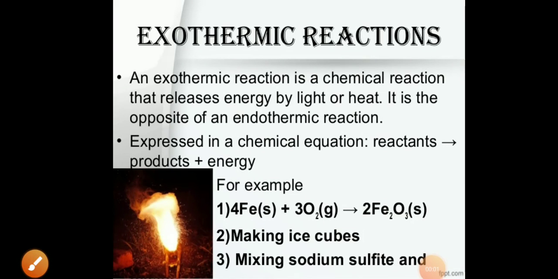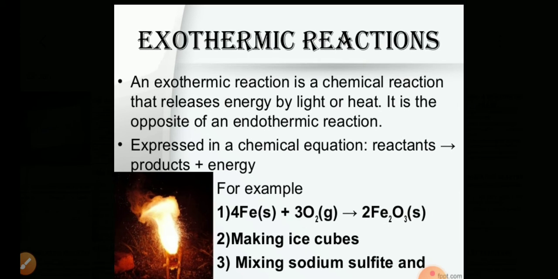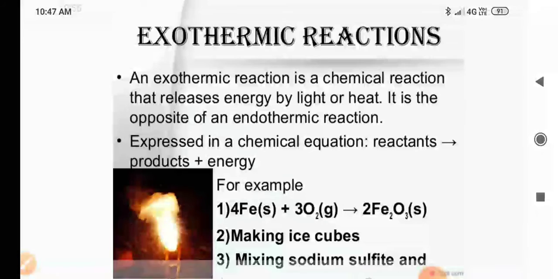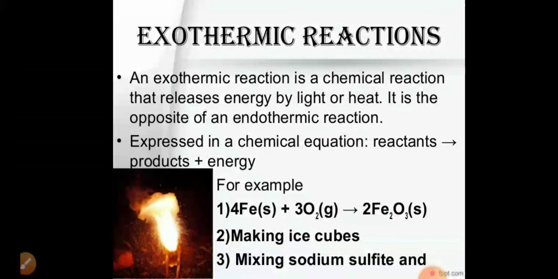Hello students, today we are going to study Science A, 10th Science A, 3rd chapter, Chemical Reactions and Equations, and this is lecture number 4. In the previous lecture we studied the types of reactions, mainly the combination reaction, decomposition reaction, displacement reaction and double displacement reaction. Now in this lecture we are going to study some other types of reactions.